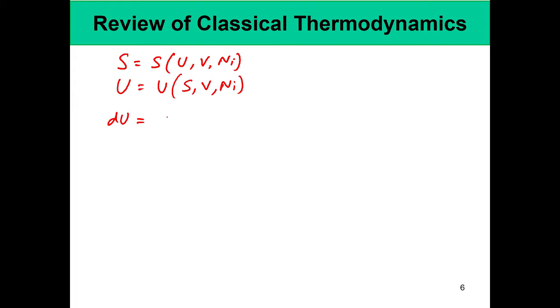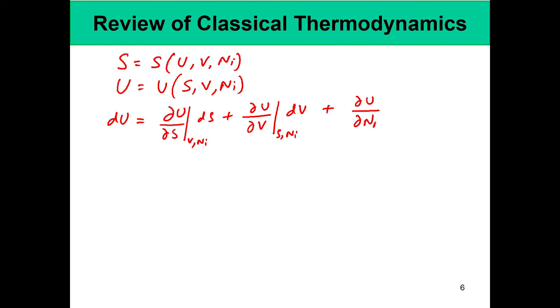If so, we can write dU is equal to partial dU dS dS plus partial dU dV dV plus the sum over all species i equal to 1 to n, say there are total n species, of partial dU dNi dNi. So, this we can write.